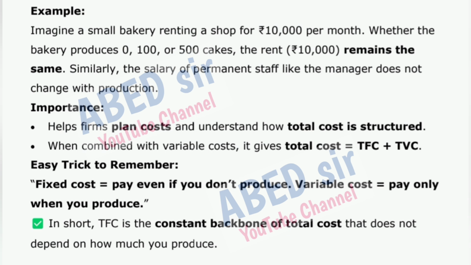Importance: helps firms plan costs and understand how total cost is structured. When combined with variable costs, it gives total cost equals TFC plus TVC. Easy trick to remember: fixed cost is pay even if you don't produce. Variable cost is pay only when you produce. In short, TFC is the constant backbone of total cost that does not depend on how much you produce.